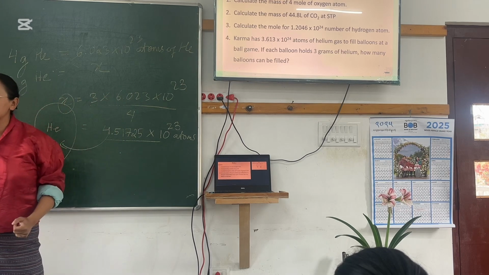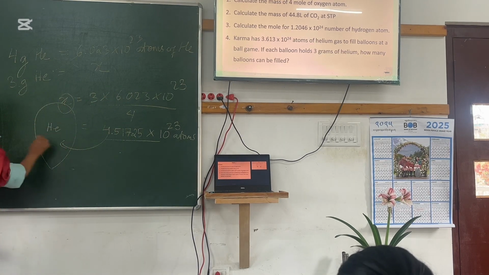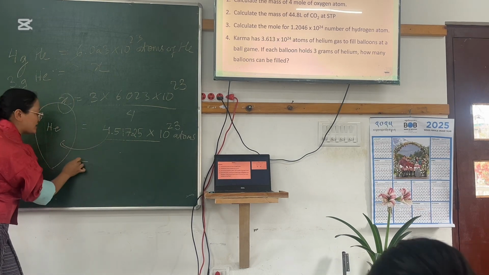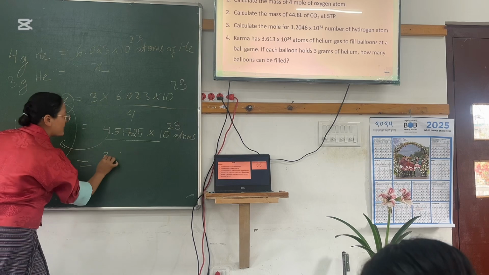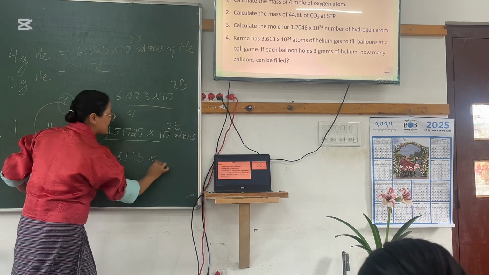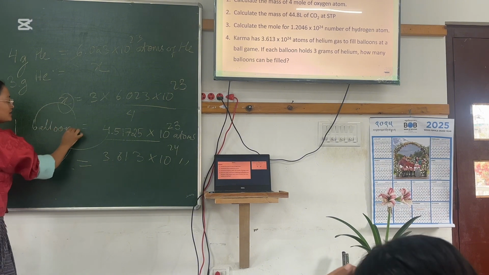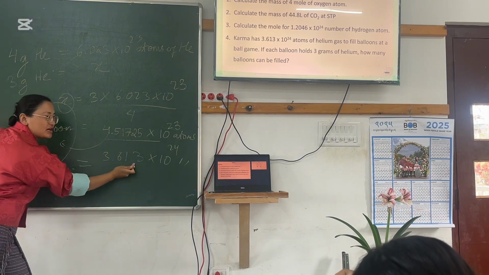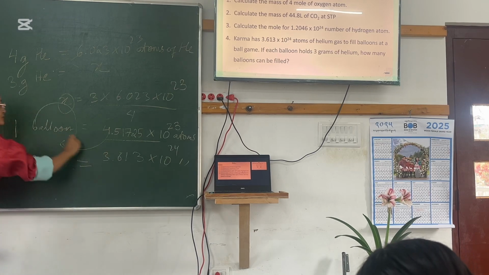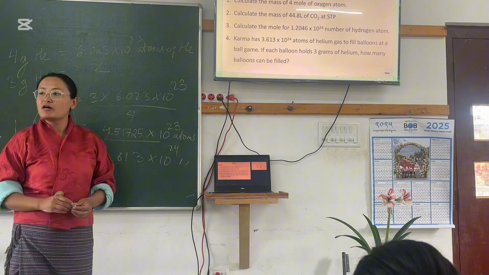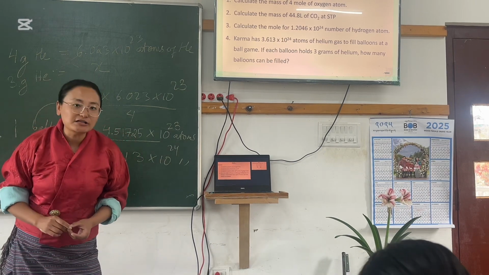Meaning how many balloons is it now? How will you find out? For 1 balloon, this many atoms are required. So how many total atoms do we have? 3.613 times 10 to the power 24 atoms. So how many balloons is it? Let us write here: 1 balloon, this many atoms is required. So this many atoms you have. So how many balloons is it? What will you do? Divide this by this. You will get the number of balloons.